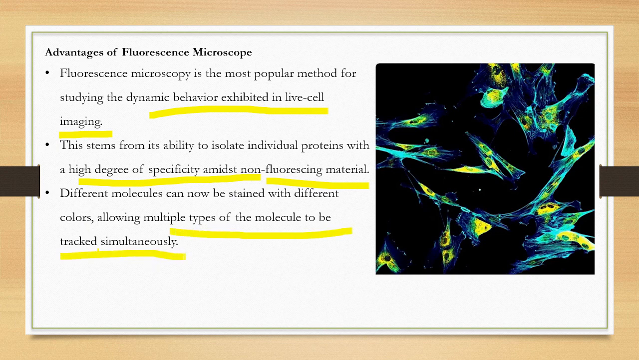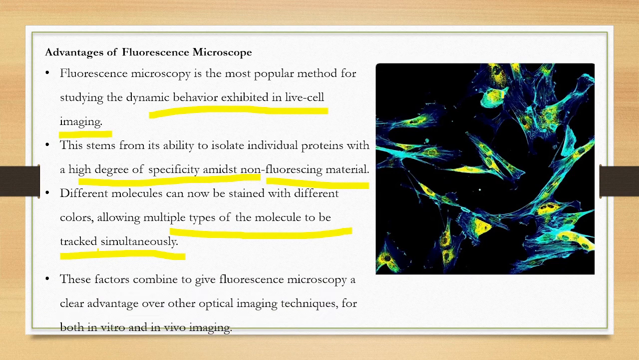So each molecule present in the cell can be stained with different colors, green, red, or something like that. Here it is yellow color. You can see the blue light color, green light other. So the different organelles, or the different materials, can be stained with different colors.